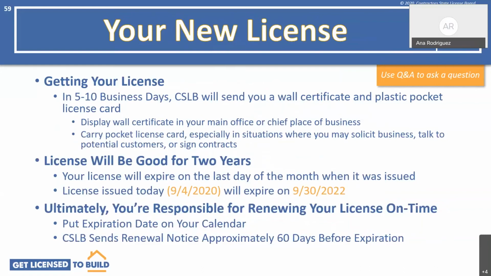In about 5 to 10 business days, CSLB will send you a wall certificate and plastic pocket license card. Display the wall certificate in your main office and chief place of business. Carry your pocket card with you, especially in situations where you're going to be soliciting business, talking to potential customers, or signing contracts. We encourage consumers to ask you to see your pocket license.